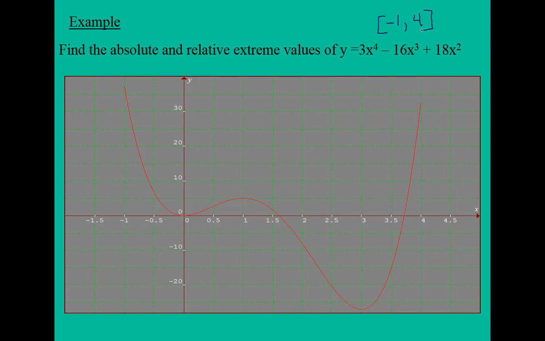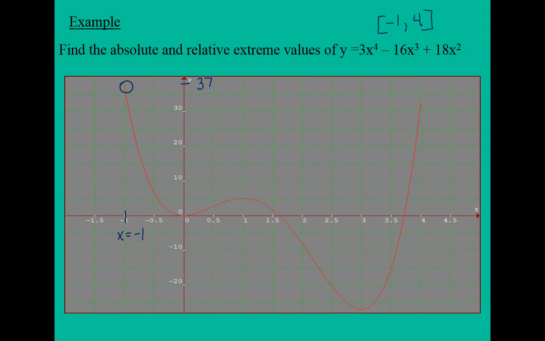We can see an absolute maximum occurs here when x equals -1. This would give us an absolute maximum. Now the absolute maximum value, we could plug that value into our function to find exactly what the value is. And it appears it would be around 37, so we'll say 37.